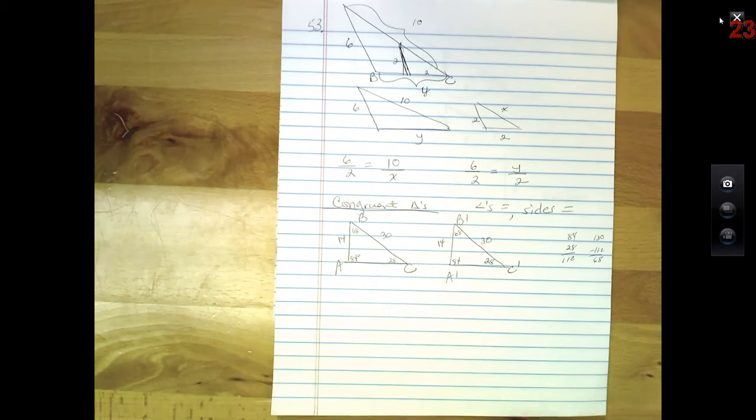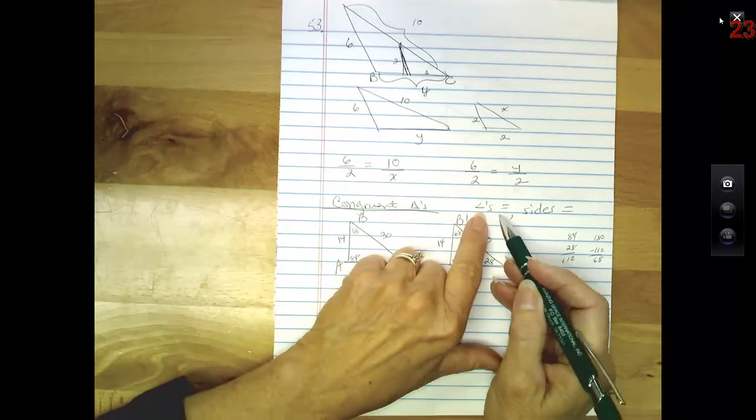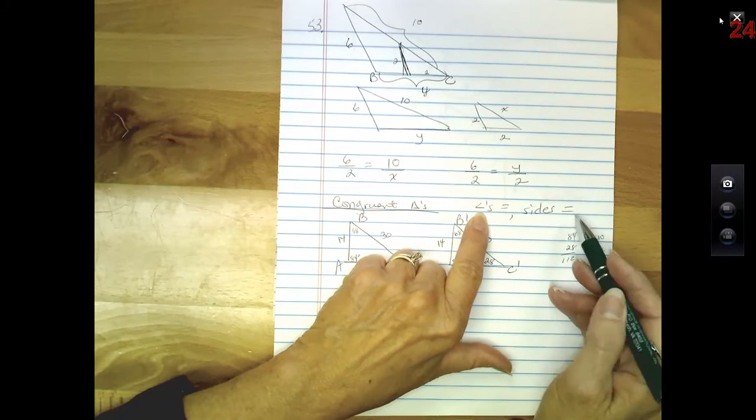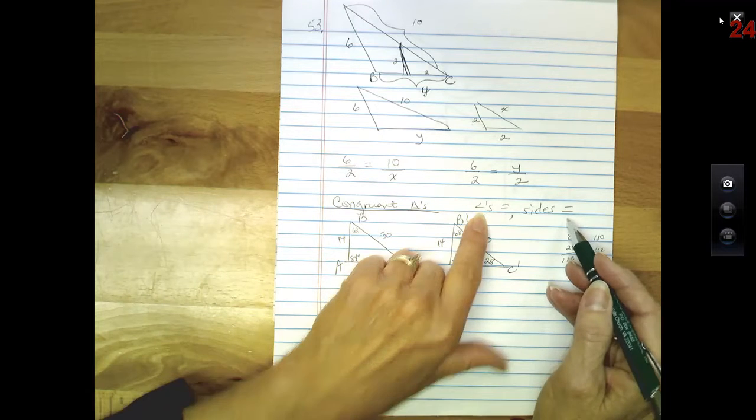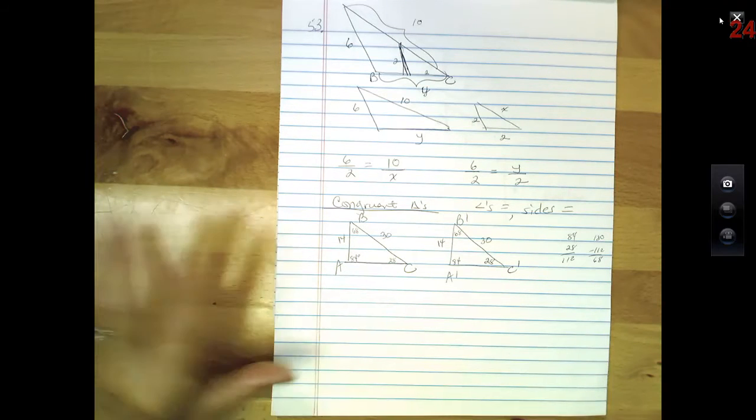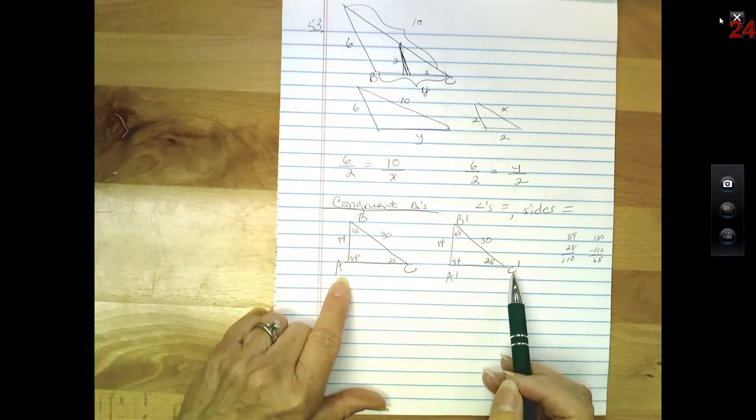Now, the next thing we had were congruent. Congruent means equal angles and equal sides. They're exactly the same size and shape. Everything's the same. You match them up according to their ABCs.